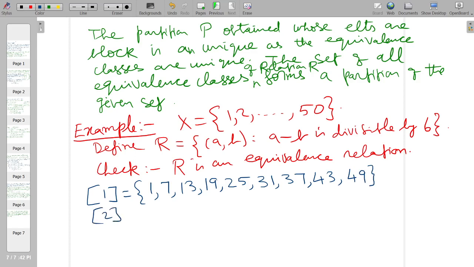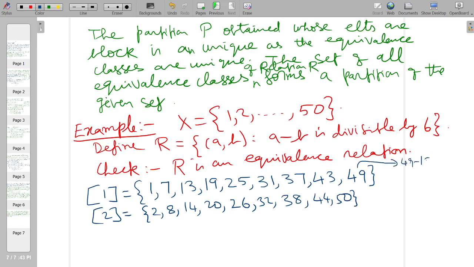Equivalence class of 2 would be 2, 8, 14, 20, 26, 32, 38, 44, 50. Okay, so now you can see that 49 minus 1 is 48, divisible by 6. Similarly, every element is divisible by 6 when I subtract 1 from it.